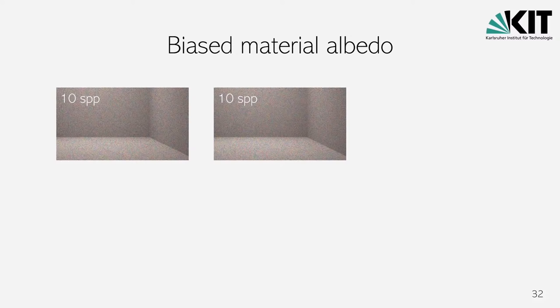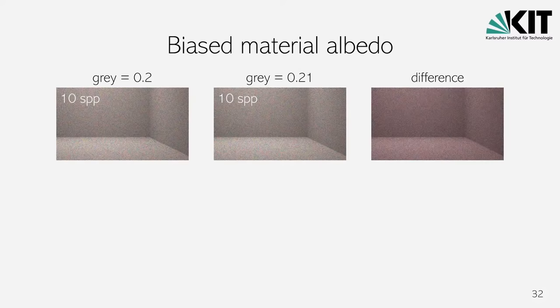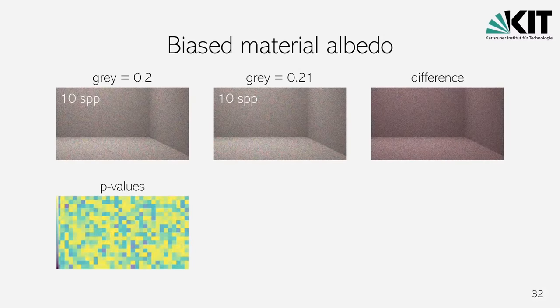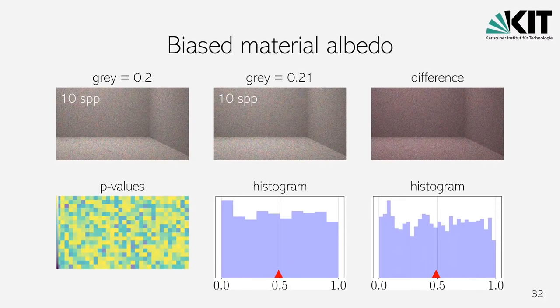In this example, we use the same scene as before, again rendered with an unbiased path tracer at 10 samples per pixel, but in this case we use a slightly darker material for the reference render. And in this example, the difference image is still dominated by noise, and the color block image is still fairly homogeneous. However, the histogram, both with 10 and with 30 bins, shows significantly more p-values close to zero. Also, the p-value mean in red is slightly smaller than 0.5, so taken together, this indicates that the renderers do not converge to the same result, which of course they don't, since they are based on different materials.